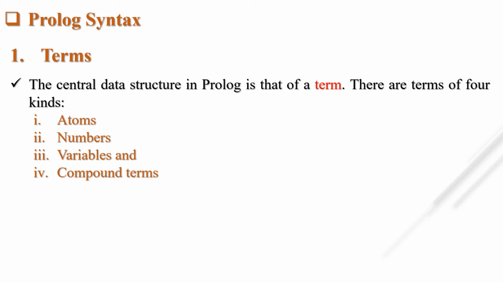So let's proceed with the second topic, that is Prolog syntax, which is most important before proceeding to Prolog coding. The central data structure in Prolog is that of a term. There are terms of four kinds. First one is atoms, second one is numbers, third one is variables, and fourth one is compound terms.